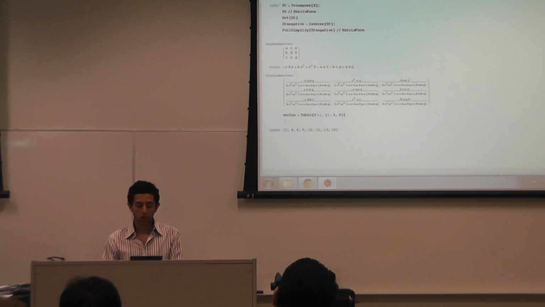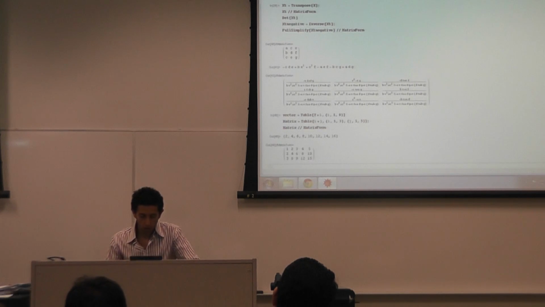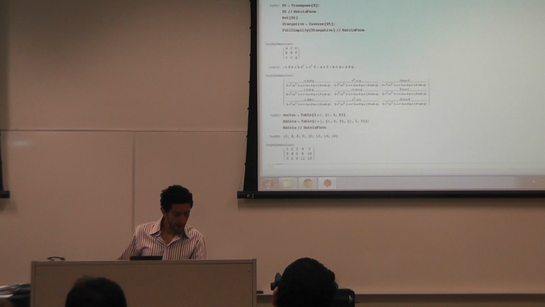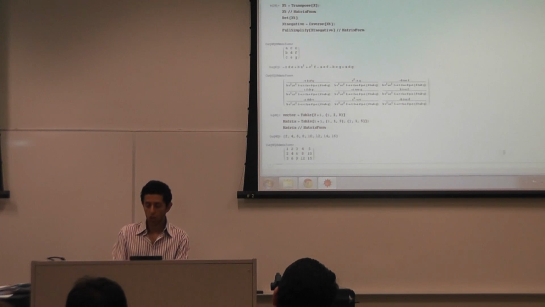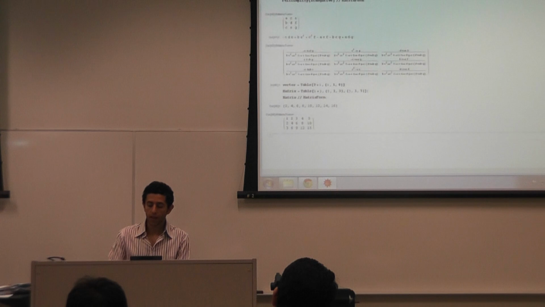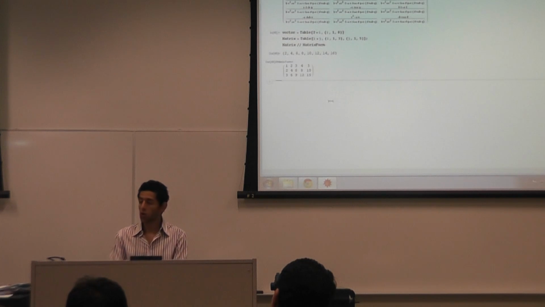The same way, I can define a matrix as a table. Let's say i multiplied by j. i is 1 to 3 and j is 1 to 5. And let's view the matrix in matrix form. Now shift enter, and here's your matrix. The last function that I want to talk about is how to calculate the eigensystem, or the eigenvalues and the eigenvectors of a matrix. So I'm going to define a matrix.